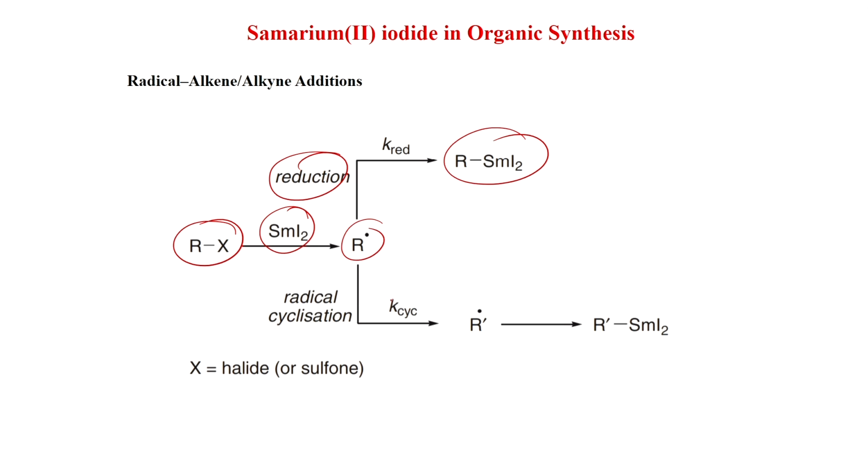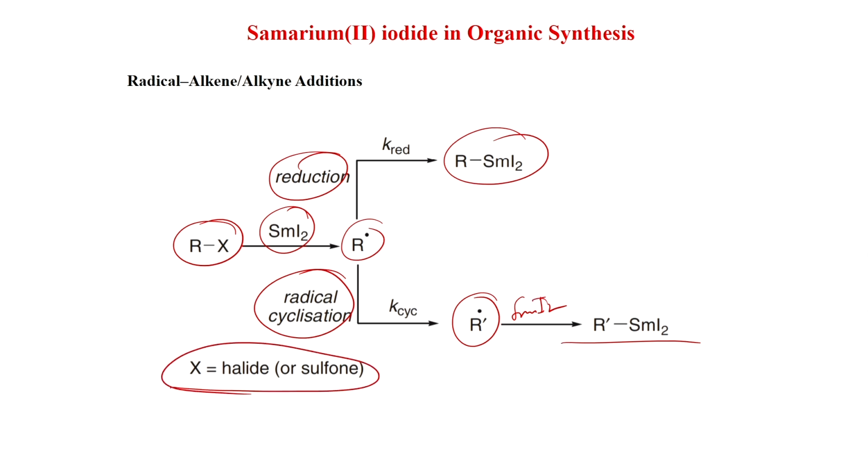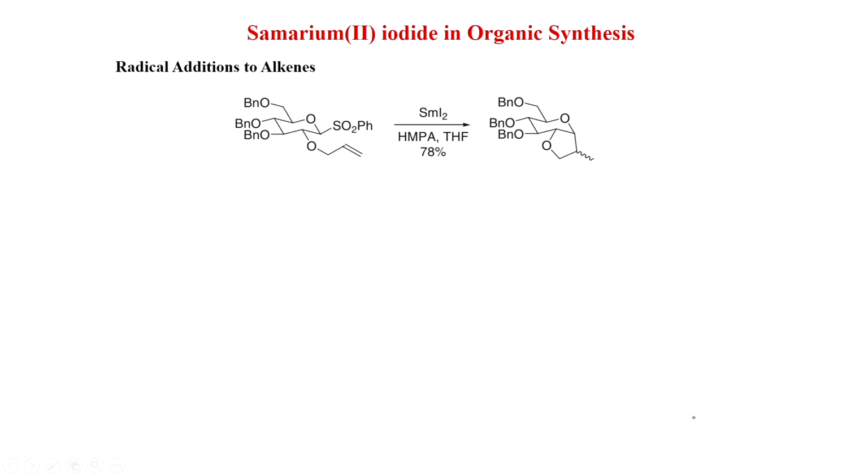Alternatively, if a double bond is present, then radical cyclization will happen, that will generate a new radical, and after reduction by samarium iodide it will generate this anion, and the anion after a proton source will generate the neutral compound, and X can be halide or sulfone. And this is mainly for intramolecular cases, because then this radical immediately reacts, and we will see some examples now. So, this is sulfone.